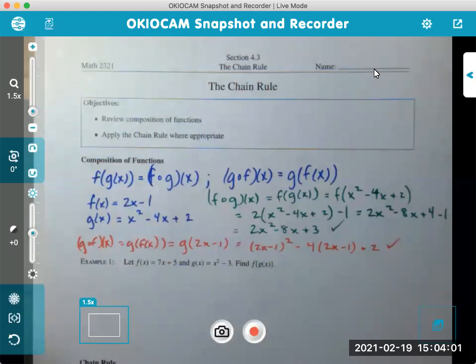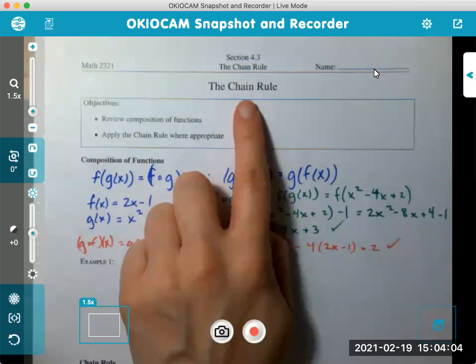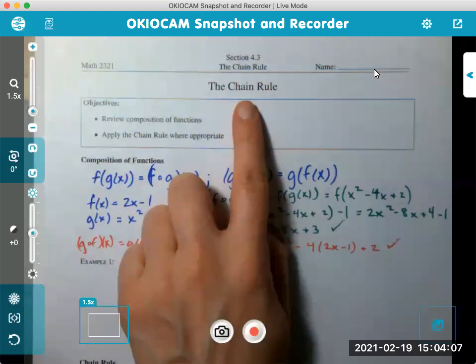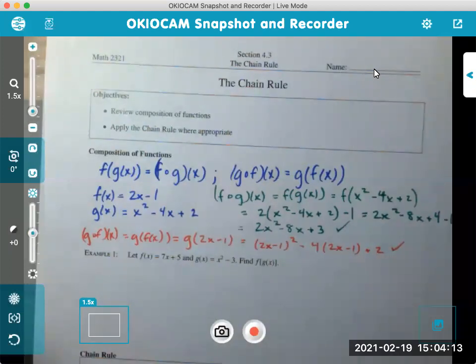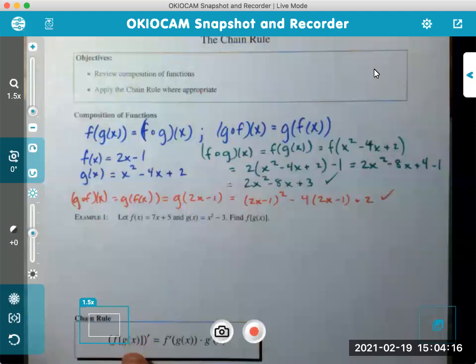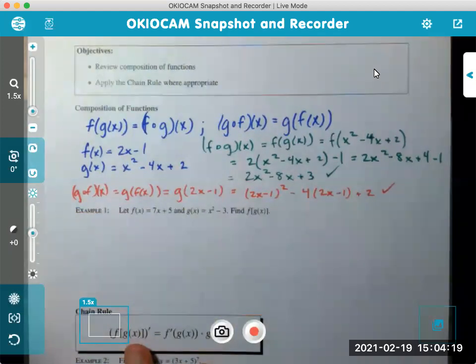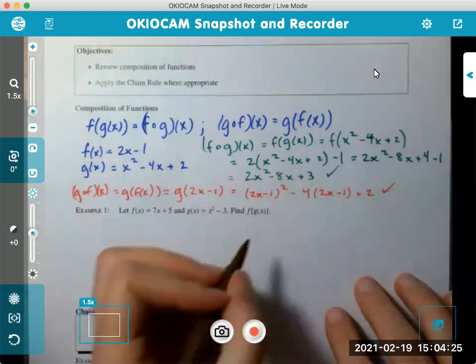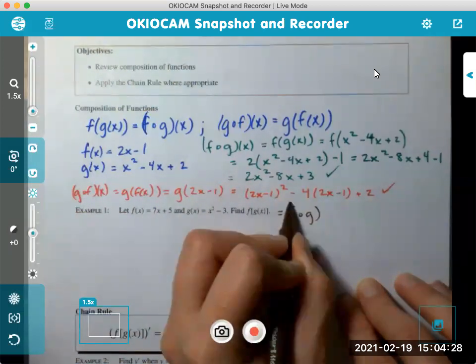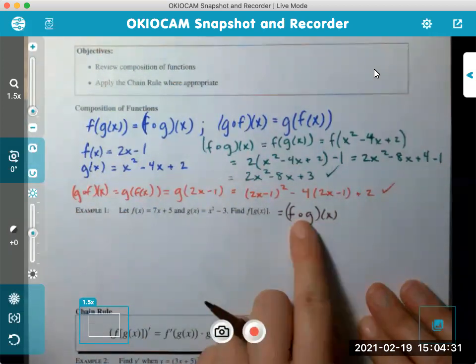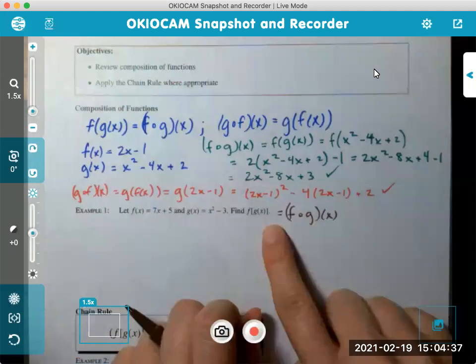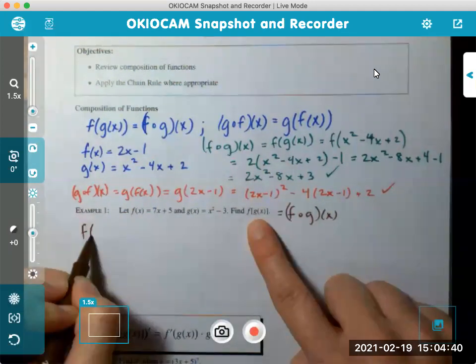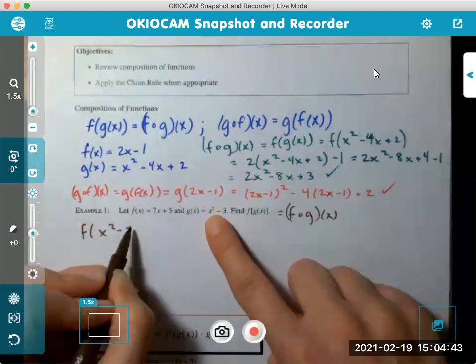What this is about is that chain rule allows us to take the derivative of things much, much easier if we've got a function inside of a function. That's the main takeaway here. So for the first example, let f of x equal 7x plus 5 and g of x equal x squared minus 3. Again, if I want to find f of g of x, which is also f composed of g of x, this is the composition way to write it. Going off the function notation is easier, I think. We work left to right or inside out. This is f of x squared minus 3.